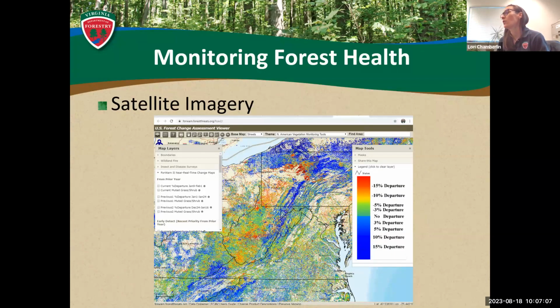We're also learning how to incorporate imagery into our forest health program. Again, we are just scratching the surface of what we can use satellite imagery for. Here we have a screenshot from a web-based program that uses imagery to measure the greenness of the canopy. This program compares how green the canopy currently is to how green it was in previous years. If there's a big deviation, if the canopy is currently less green than it was in previous years, that's an indicator of a potential forest health disturbance. We use this satellite imagery to help direct where we should go do additional ground and aerial surveys.